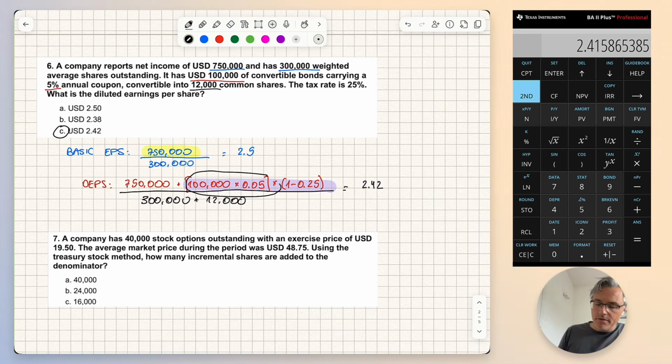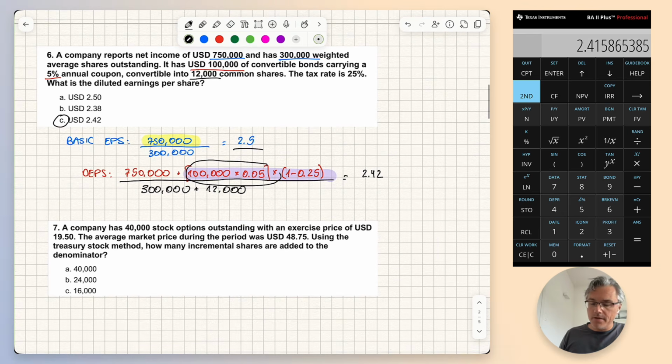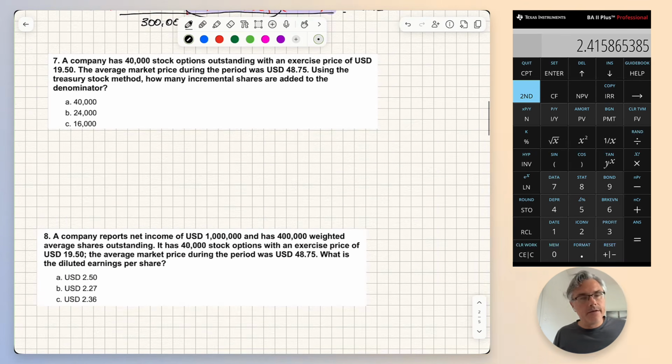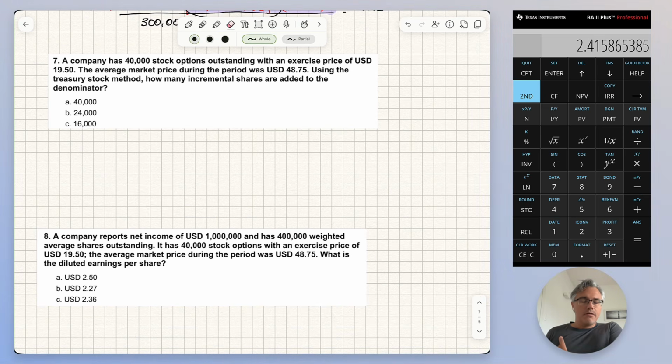I report this as diluted EPS, or I mark this as the correct answer because it's lower than basic EPS. The point is, if it were higher, I would have to stick with the basic EPS. If it were the same, well, I would report the same figure for basic and diluted.